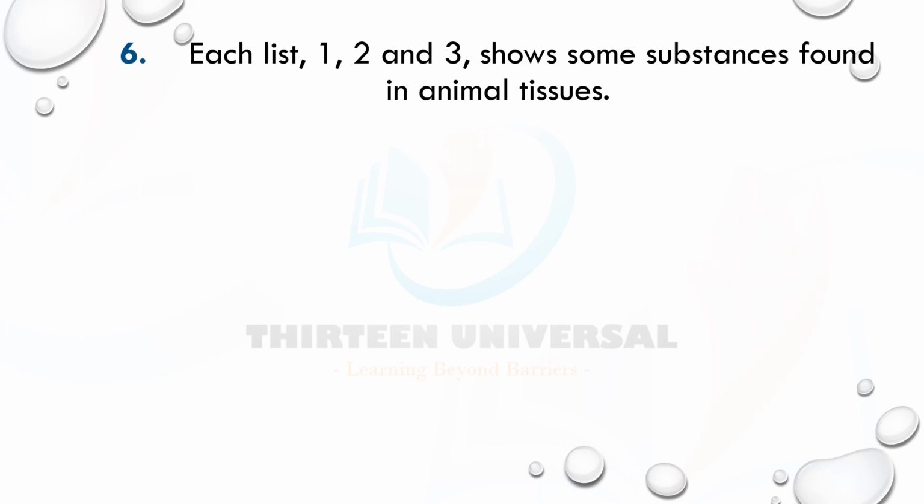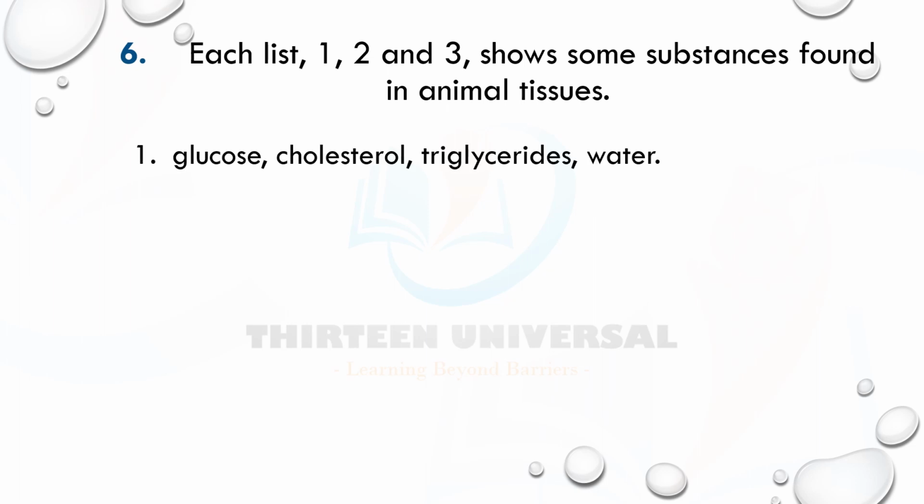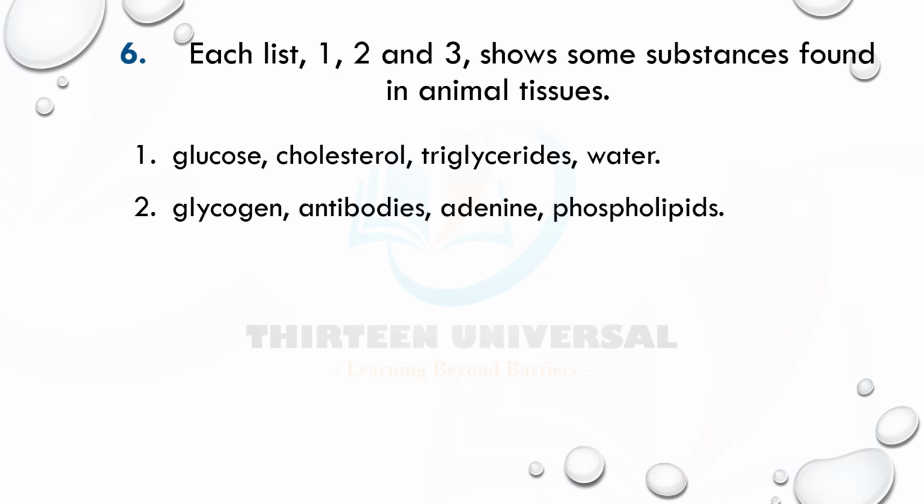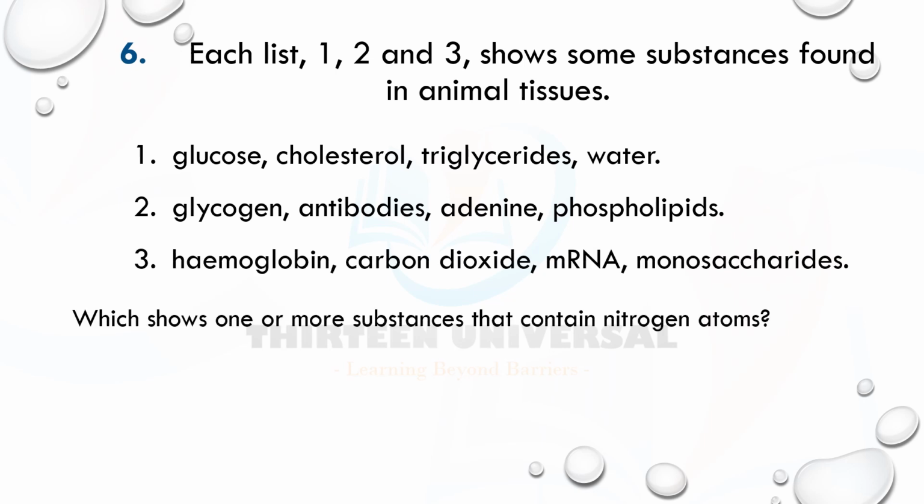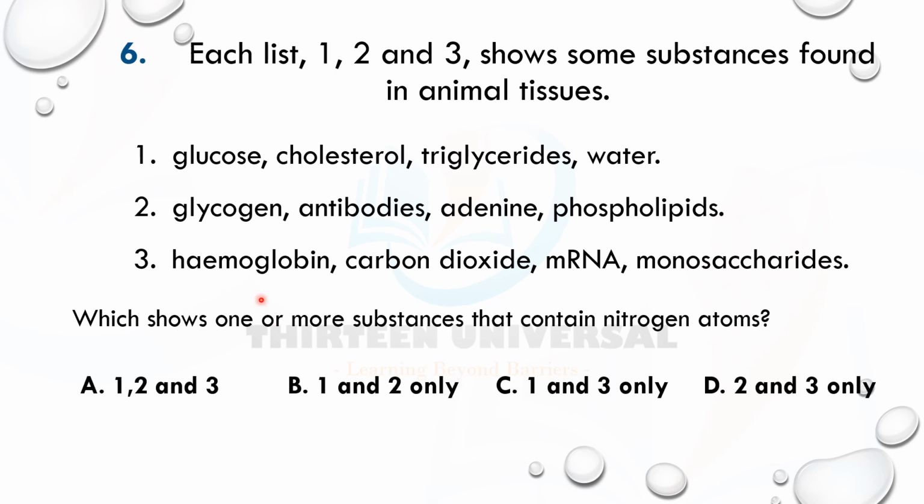Question 6 says each list shows some substances found in animal tissues. Let's see it: glycerol, cholesterol. Let's look at them. Which shows one or more substances that contain nitrogen atoms? Now watch, glucose does not have nitrogen.